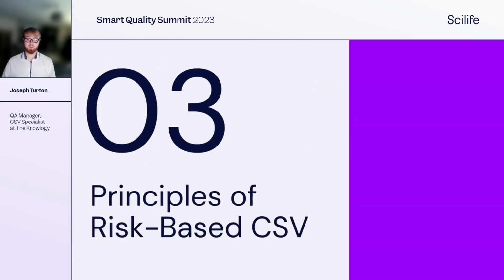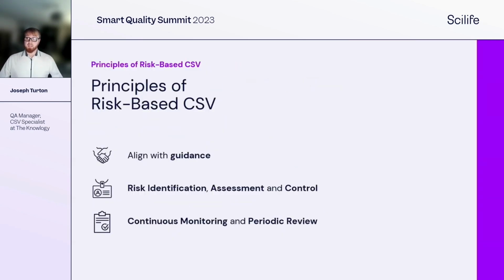The principles of risk-based CSV. So let's discuss the principles. There are guidance documents which can provide advice on assessing risk in regulated environments, but the ICH-Q9 guideline is a cornerstone of any kind of risk-based approach in the pharmaceutical sector, and by extension to CSV. It provides a robust framework, emphasising the need for methodological processes when it comes to managing risks.